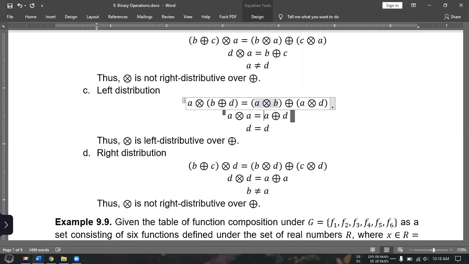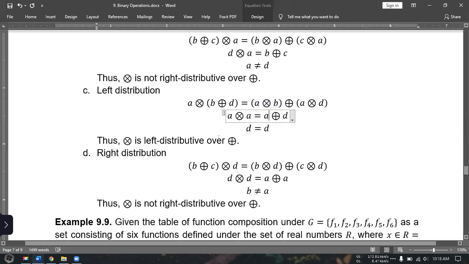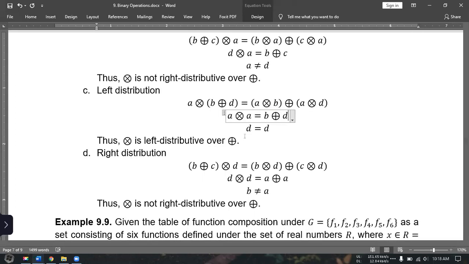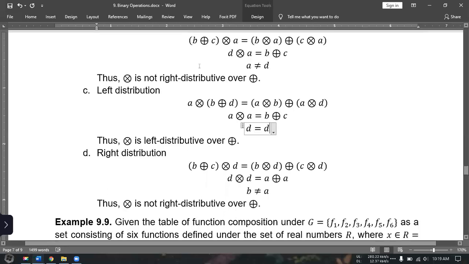Test natin. A times B is B. A times D is C, and the sum of B and C should be D. B and C is D. All right. There. Tama na.